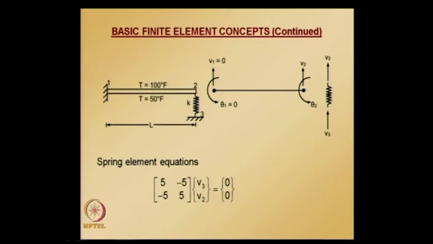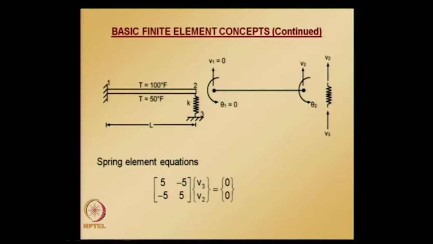So local node 1 for the spring element is global node 3, local node 2 for the spring element is global node 2, and now we have the element equations for the beam element and the spring element. Now we need to assemble the global equation system, and before doing that we need to have a clear idea where the contribution from each of these elements will go.